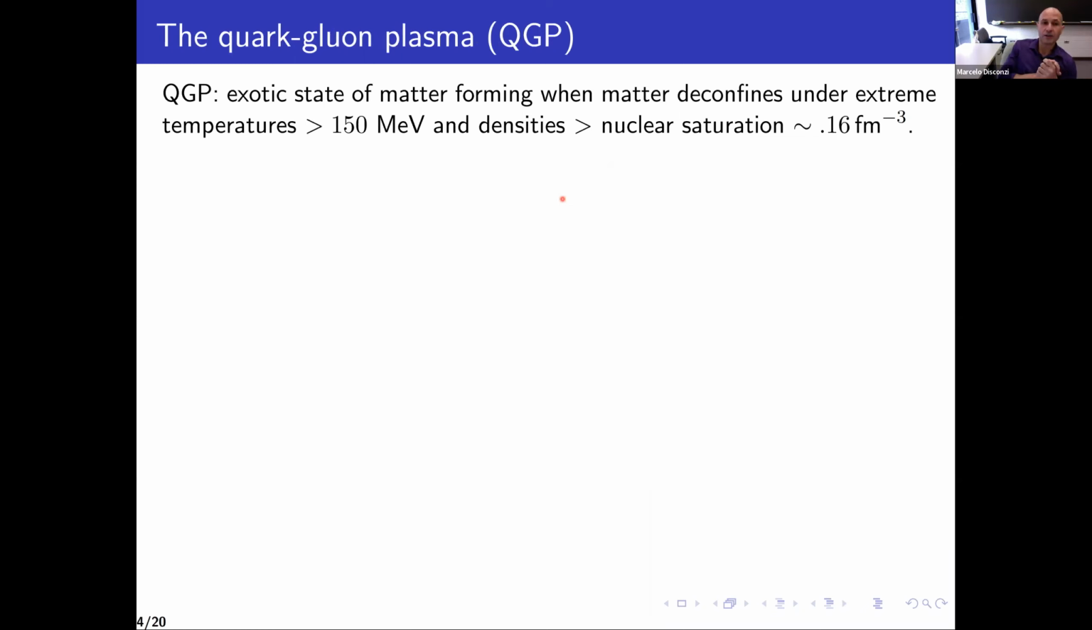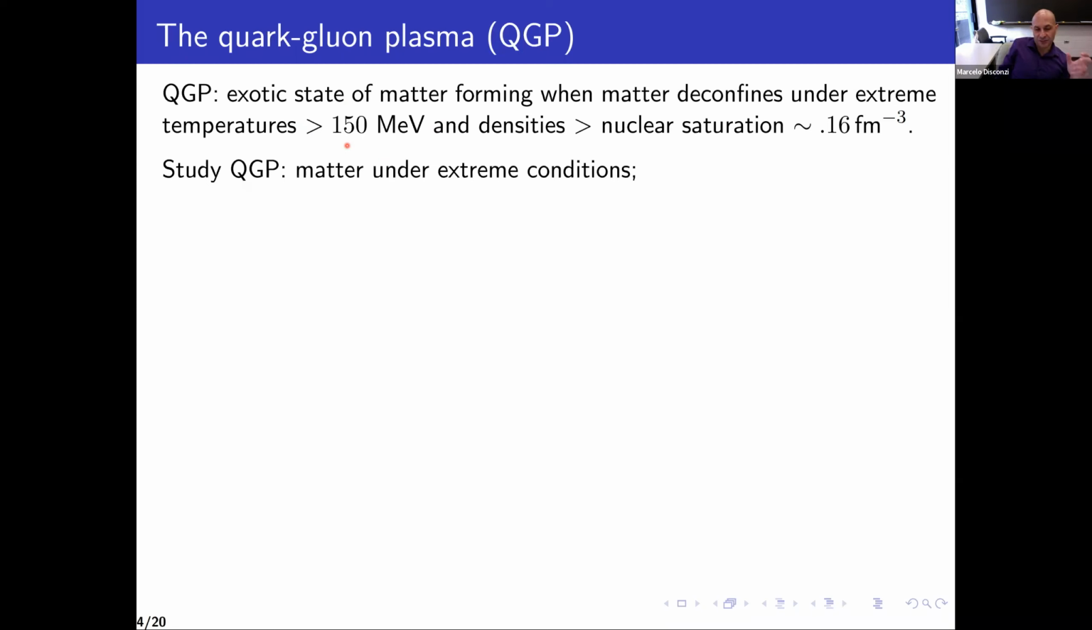So the first situation is in the study of the quark-gluon plasma. So what is the quark-gluon plasma? The quark-gluon plasma is an exotic state of matter that forms when matter deconfines under extreme temperatures and extreme densities. Just for comparison, the temperatures we're talking about here are several orders of magnitude higher than the temperature of the sun. And these temperatures are actually achieved in modern day particle colliders.